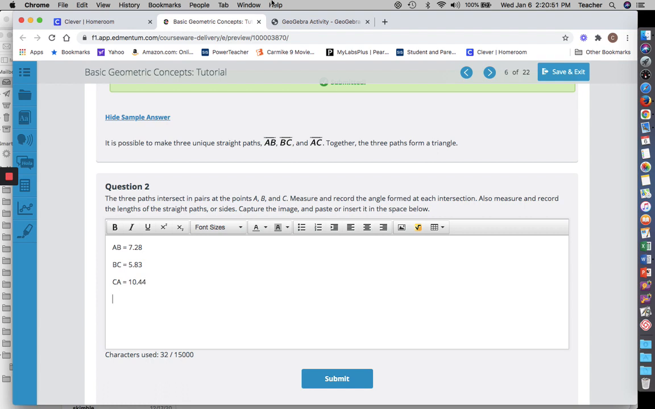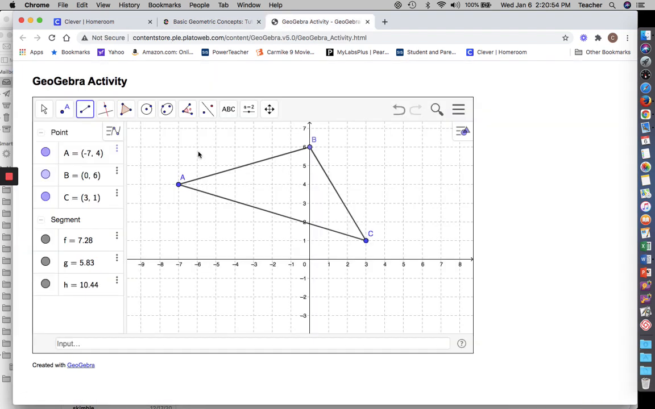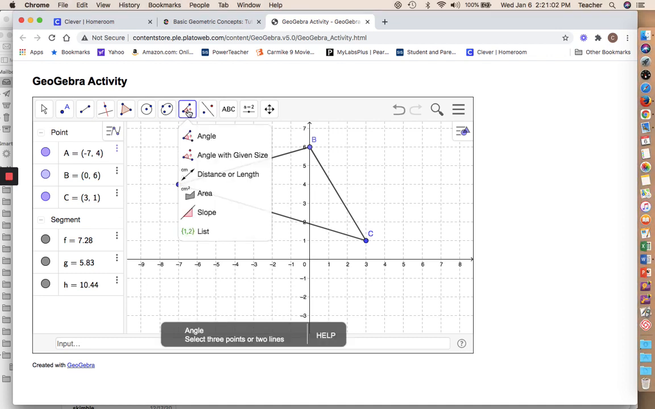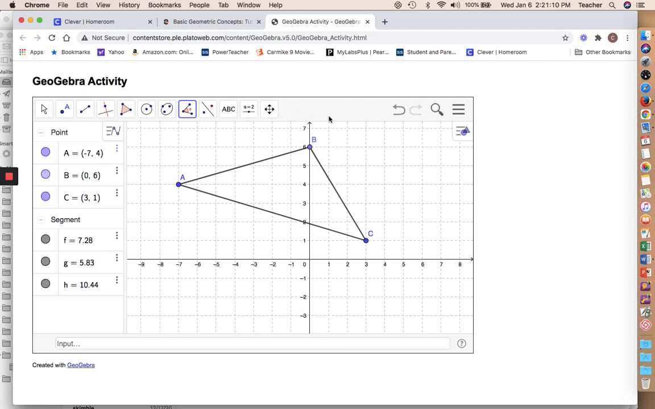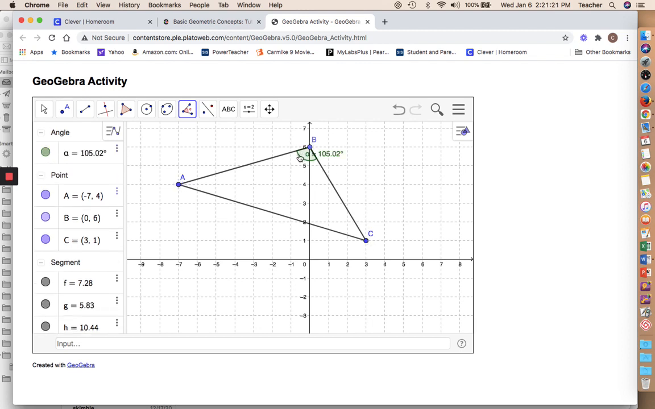All right, now we got to find our angle measures. Over here, you got what looks like an angle in blue lines with the little pink symbol there. That's your angle symbol. So come down and click angle. Now you have to go in a clockwise motion for this to work correctly. Clockwise, if you've ever noticed a clock, always goes to the right. So if I want to find angle B, then I got to go A, B, C. You see that little angle it forms inside?